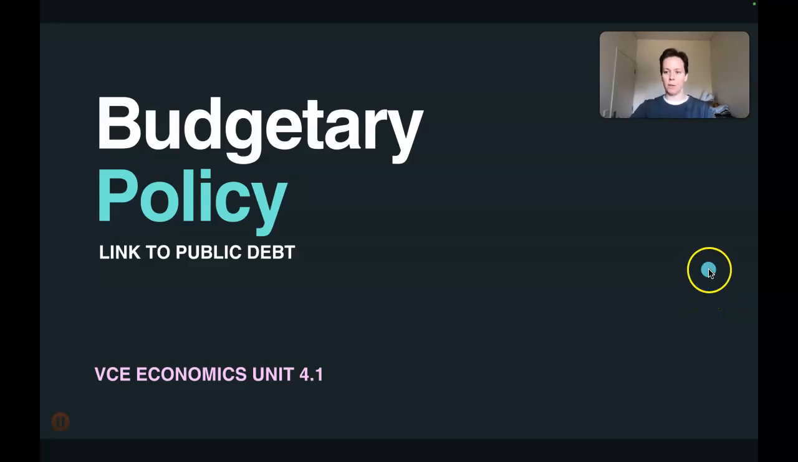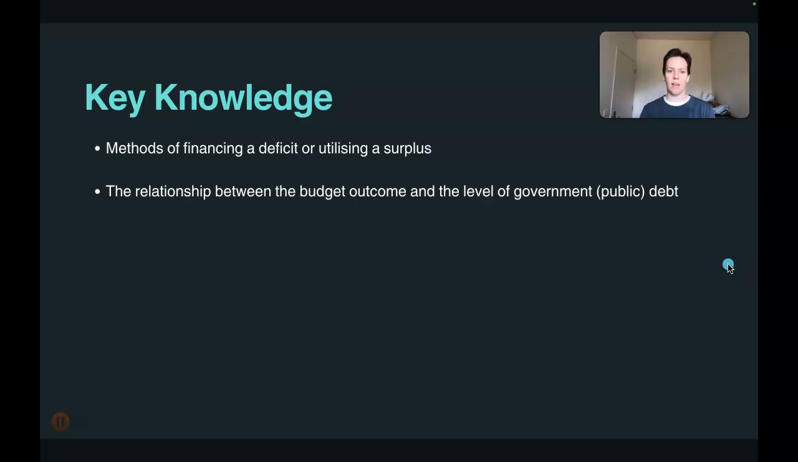In this video, we're going to look at public debt. So we're trying to understand how the government utilises a surplus or what it needs to do in order to maintain a deficit. And we would like to understand the relationship between the budget outcome and the level of government debt.